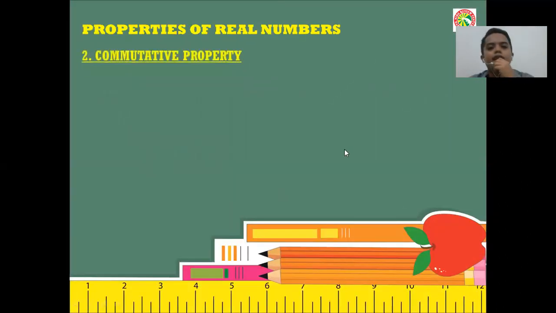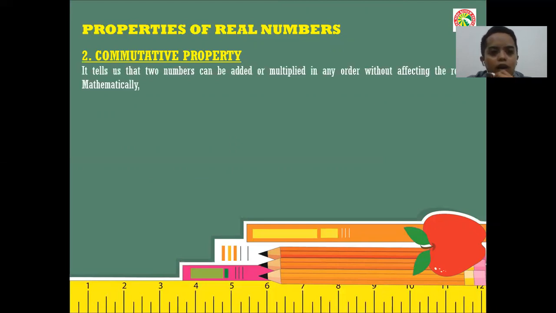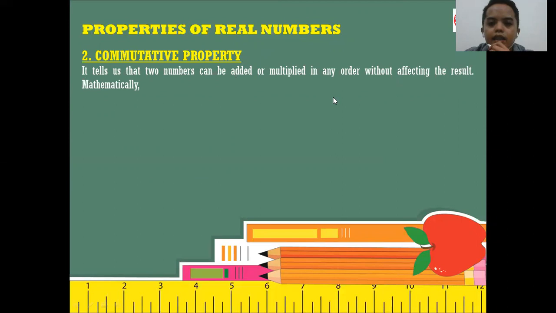Now, the second property is the commutative property. This is very common. Normally, we will always apply the commutative property, especially later on when we analyze or simplify equations, with adding, subtraction, quotient, or multiplication, and so on and so forth. Now, what does the commutative property say? It tells us that two numbers can be added or multiplied in any order without affecting the result.